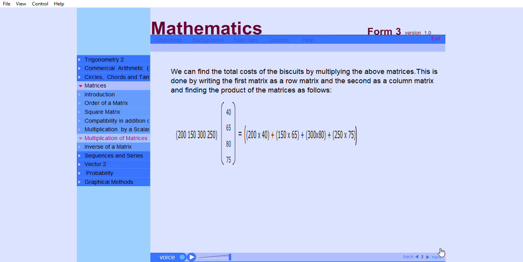We can find the total cost of the biscuits by multiplying the above matrices. This is done by writing the first matrix as a row matrix and the second as a column matrix, and then finding the product of the matrices as follows.